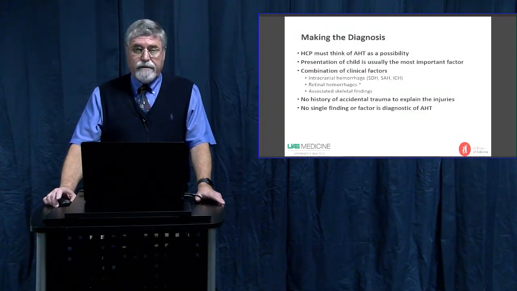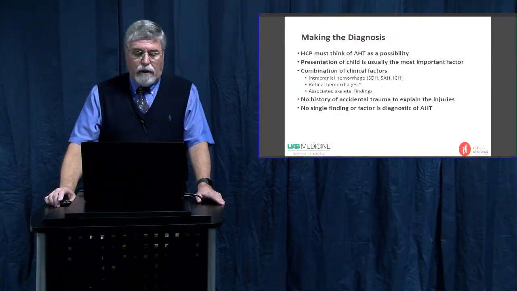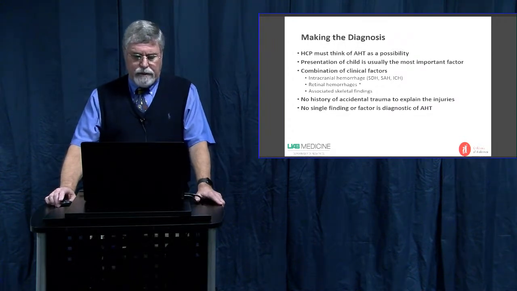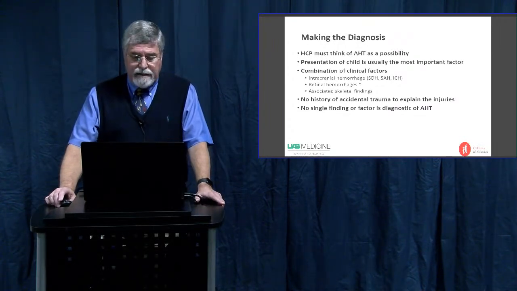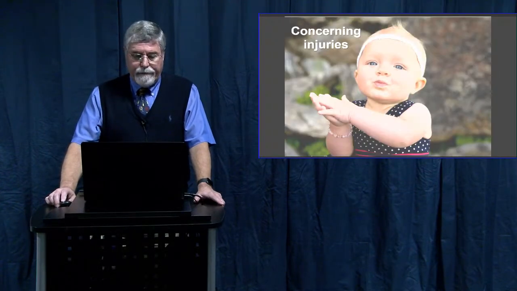So to make the diagnosis of abusive head trauma, you have to first think about it as a possibility. So if you have intracranial hemorrhage, and particularly in a symptomatic child, and retinal hemorrhages, and with any other associated findings, and no history of an accident to explain it, you really have to be thinking about abusive head trauma.